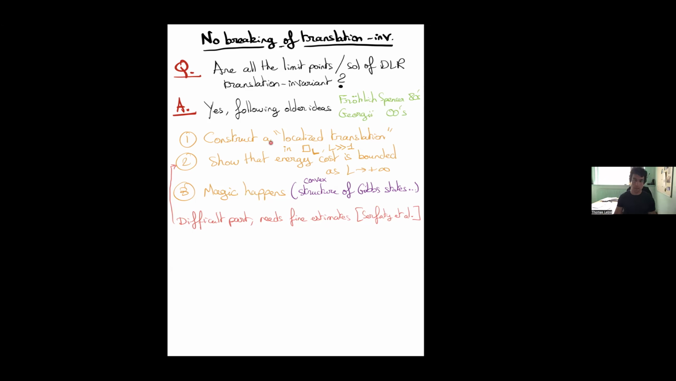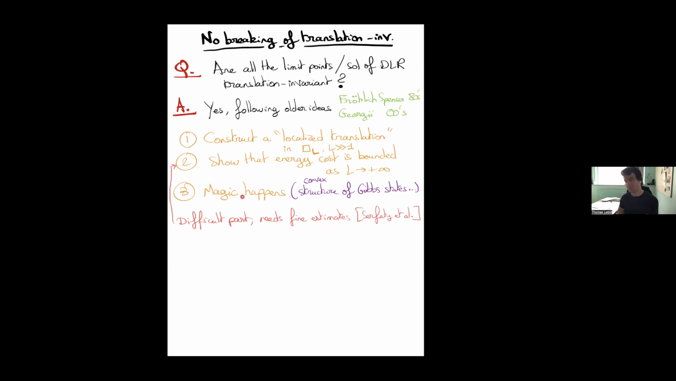And the technical thing is, you cannot just do a global translation because this will have infinite energy cost, basically. You construct a localized translation, so something that's a translation locally and then the identity far away. And you evaluate how much you change the energy if you take a state and then apply to it this localized translation. And if you show that this energy cost is bounded with respect to where the translation lives, then magic happens.